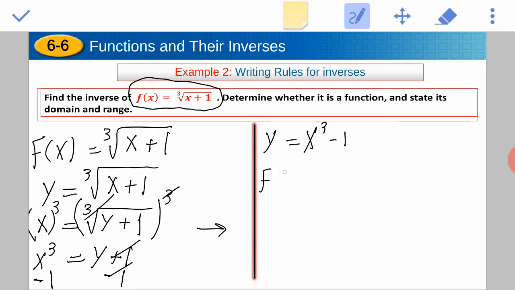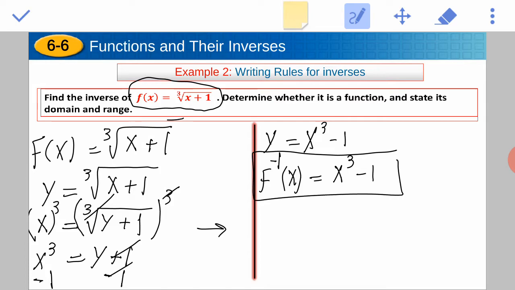The last step, replace this y with the inverse function notation. This is the inverse function notation. This is not f to the power negative 1. This is the inverse function of x is equal to x to the power 3 minus 1. So guys, the inverse of this function f of x is x to the power 3 minus 1. This is how to write a rule for the inverse.